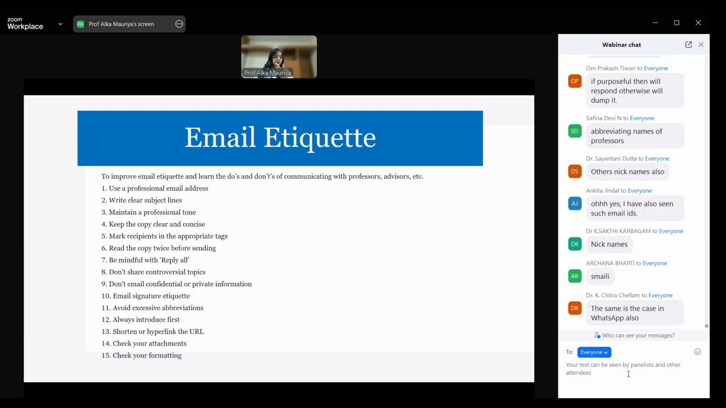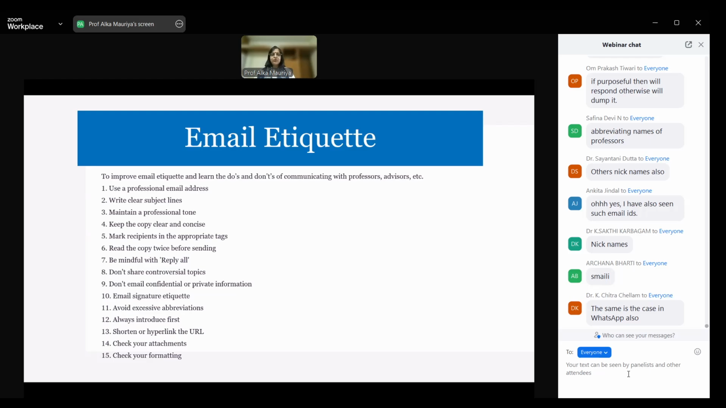So it is always important that we put all this information in our email signature. At times, people also prefer to write a small, beautiful quote in their email signature. But again, that should be very professional. If you want, you can do that. Avoid excessive abbreviations. That happens more in WhatsApp, and specifically if a WhatsApp message is coming from a team. Our students use a few abbreviations which we are not even aware of.